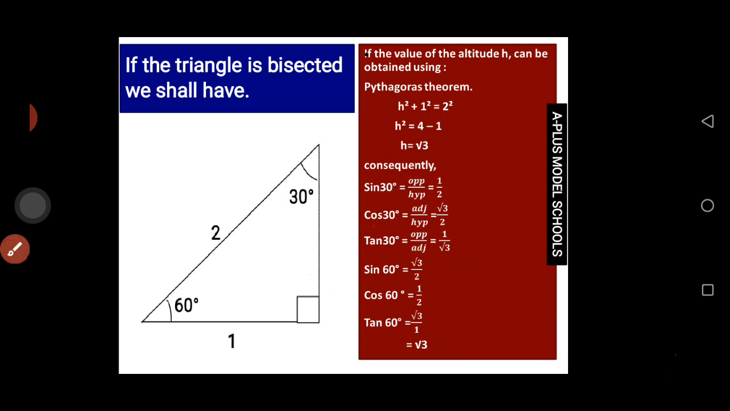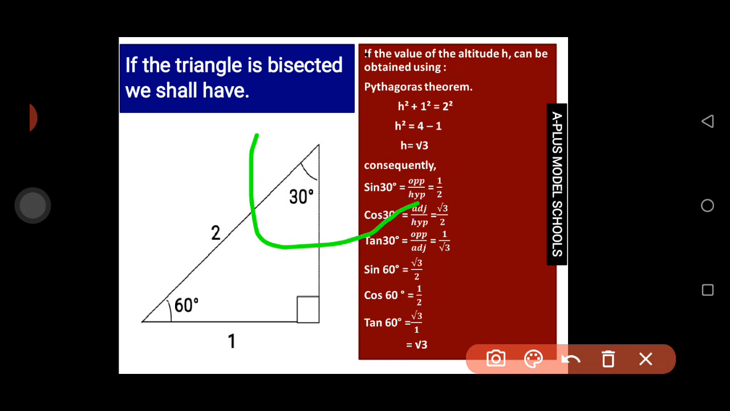Then if I now want to look for sine 30 degrees, I will ignore this angle 60 degree and take angle 30 degree now. If I want to start with sine 30 degree, this will be my opposite all over hypotenuse. It means sine 30 will be 1 over 2.